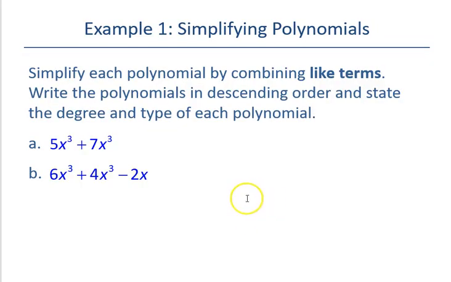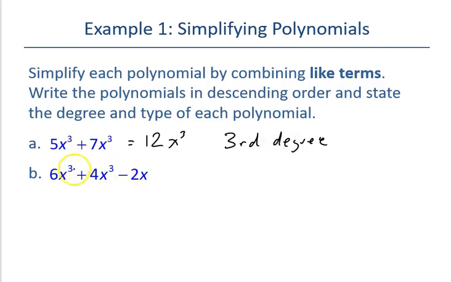Let's do a couple of examples real fast. Simplify each polynomial by combining like terms, write the polynomials in descending order, and state the degree and type of each polynomial. Let's do this first one. Notice we have 5x to the third plus 7x to the third. Well, 5 plus 7 is 12, so combining like terms we've got 12x to the third. This is a monomial, and it's third degree.